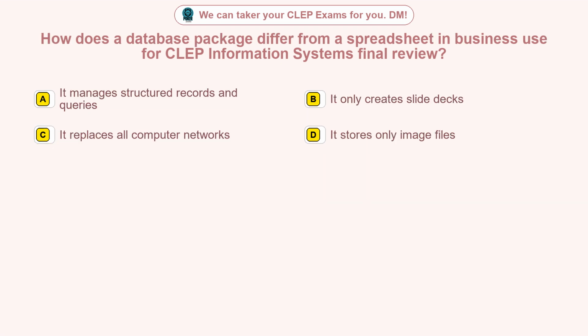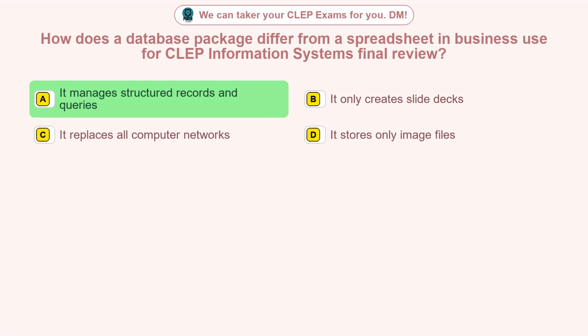Question 2. How does a database package differ from a spreadsheet in business use for CLEP Information Systems final review? Option A. It manages structured records and queries. Option B. It only creates slide decks. Option C. It replaces all computer networks. Option D. It stores only image files. The correct answer is option A.